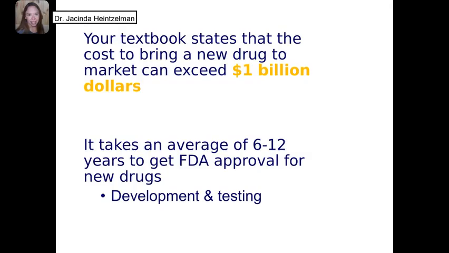According to one of the textbooks, it states that the cost to bring a new drug to market can exceed $1 billion. That's quite a bit of money just to make one drug. And then it takes an average of 6 to 12 years to get the FDA approval for these new drugs. So this whole time, they're going to be going through development and testing. It takes years in order to get the drug just in that process of manufacturing them, and many, many years till we actually have them for sale.